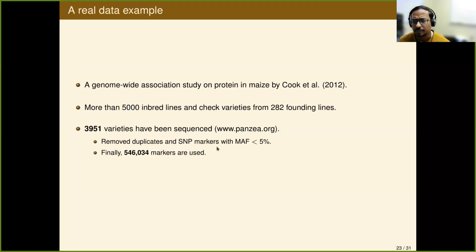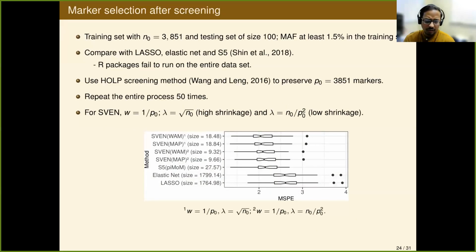We remove the duplicated SNP markers and markers with minor allele frequency less than 5%. And finally, we have more than 500,000 markers. That's the P. All right, so we first do a cross validation. How does prediction work? We do training and testing. We use a training set with 3,851 varieties and a testing set of size 100 genotypes, and we relax the minor allele frequency to 1.5% in the training set.